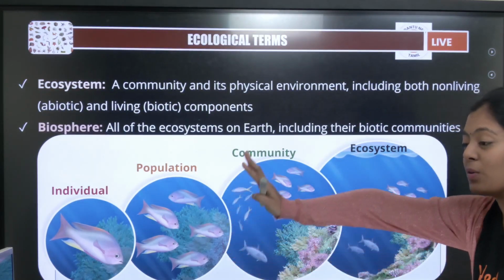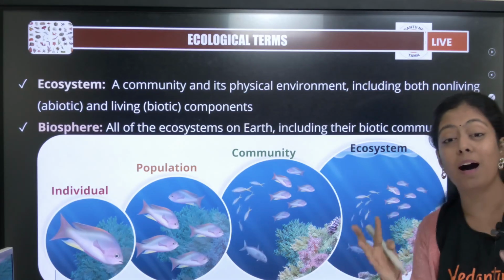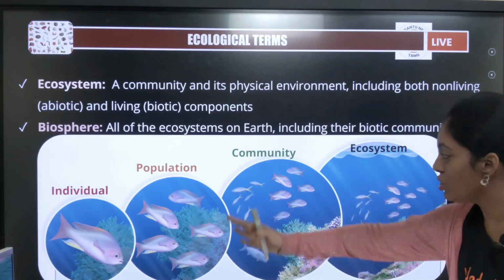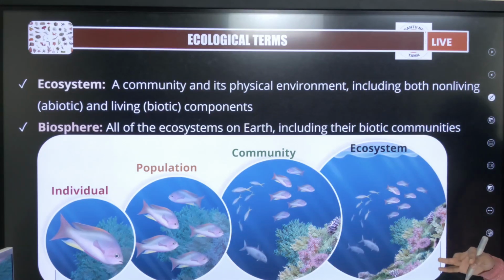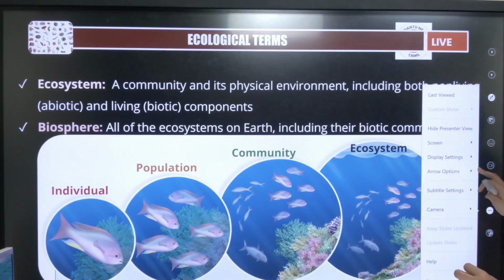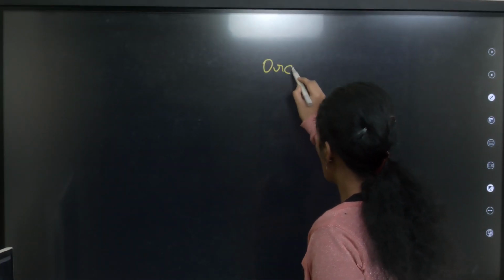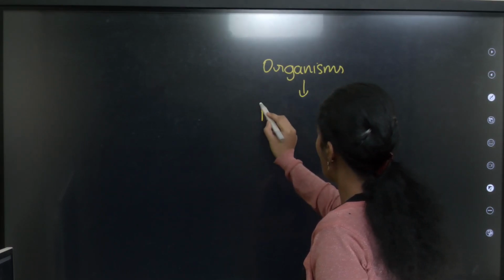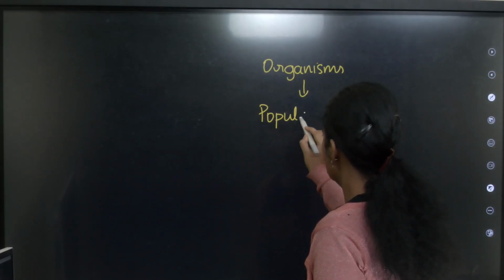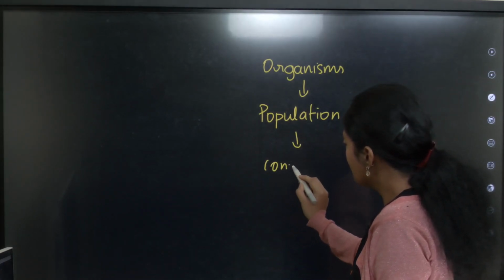This is what I call the biosphere. Many such ecosystems are going to form your biosphere. Individual, population, community, ecosystem, which we call biomes, and they are going to form your biosphere. I will write it and show you quickly. So first, what, pasangla? Organisms. Many such organisms will form what? Population.